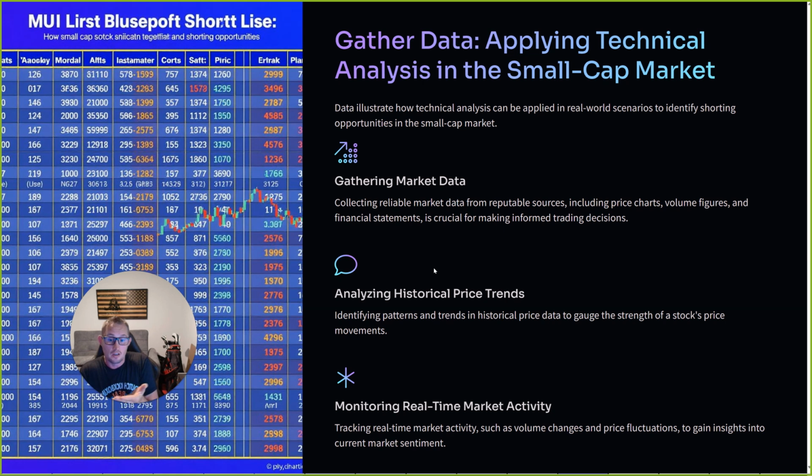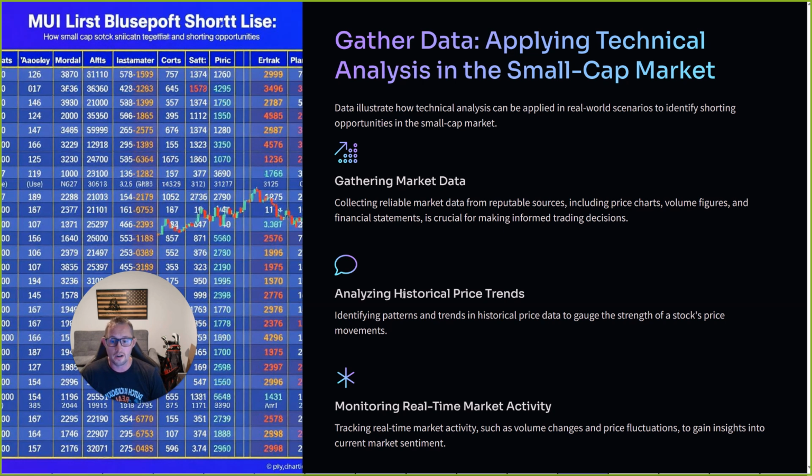Well, it's because I didn't have a clear-cut plan. I didn't have data to show me, hey, these things should not be pumping out this many shares. These things should not still be uptrending at this time of day. All this kind of stuff.